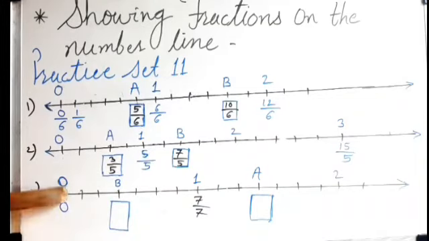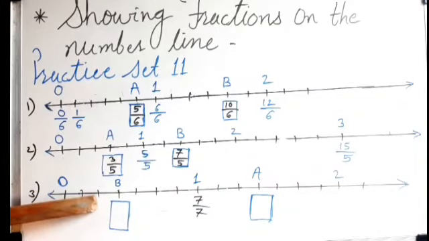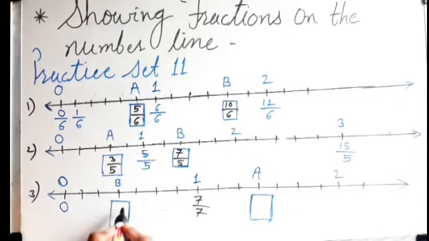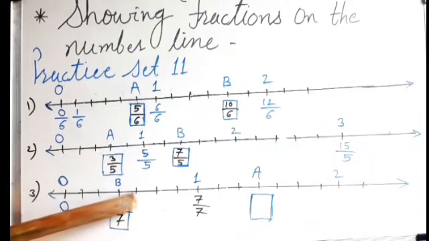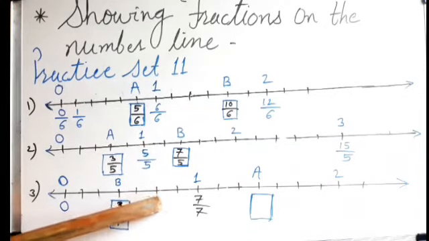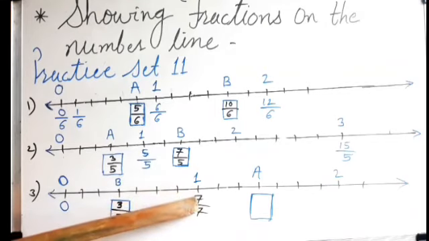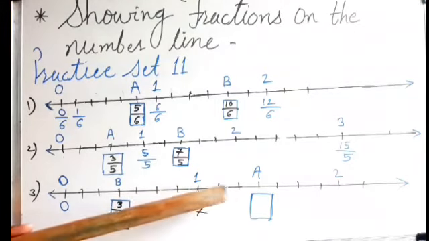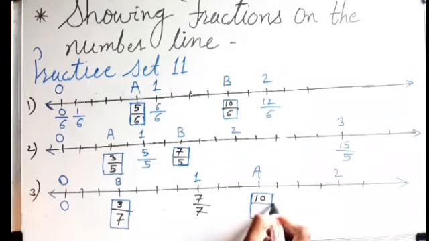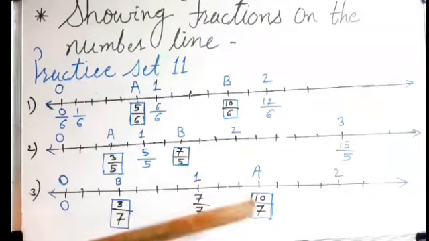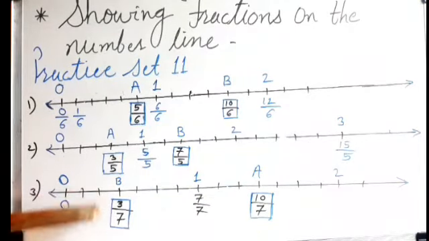0 upon 7, 1 upon 7, 2 upon 7, and this is 3 upon 7. This B point shows the fraction 3 upon 7. Then 4 upon 7, 5 upon 7, 6 upon 7, 7 upon 7, 8 upon 7, 9 upon 7 and 10 upon 7. So here this will come 10 upon 7. Okay. Means here A point shows 10 upon 7, B point shows 3 upon 7 fraction.